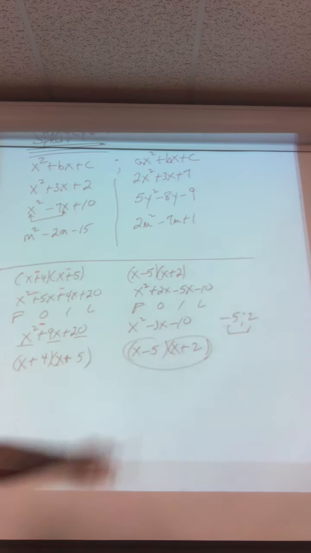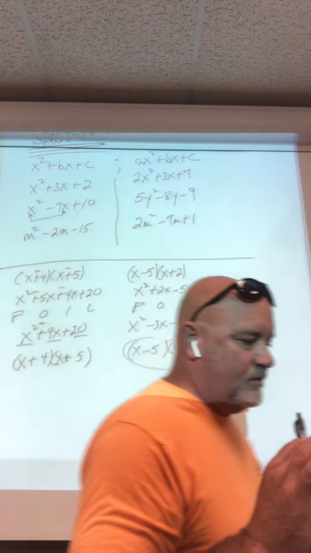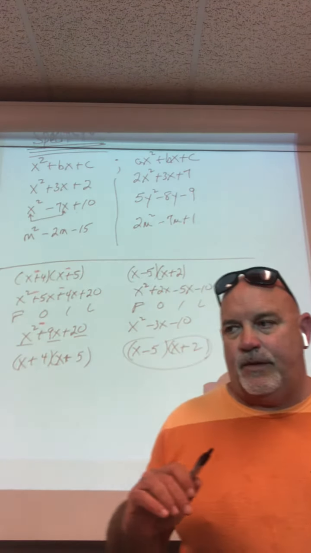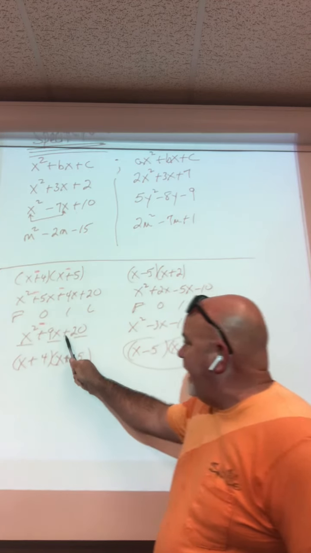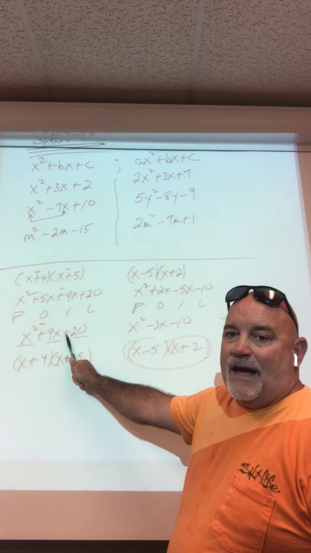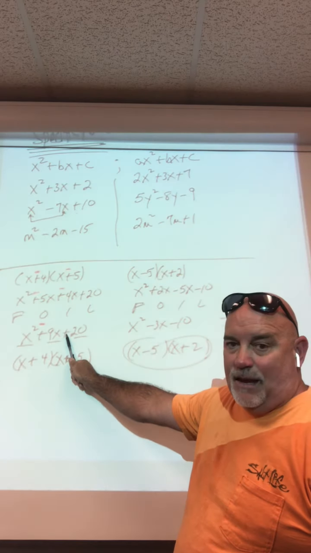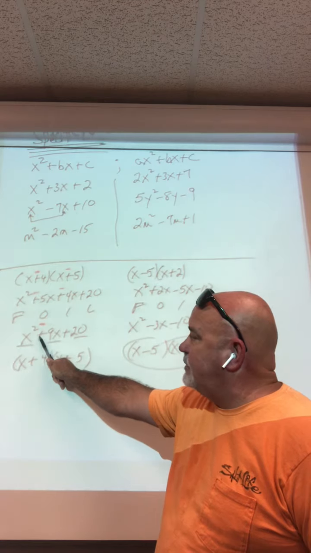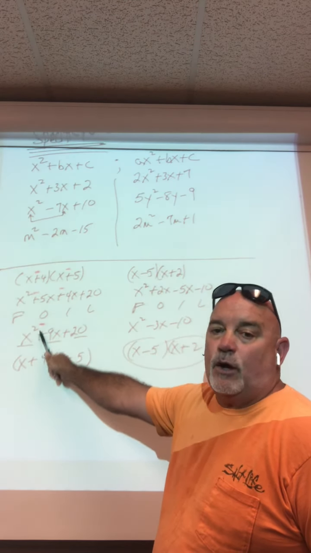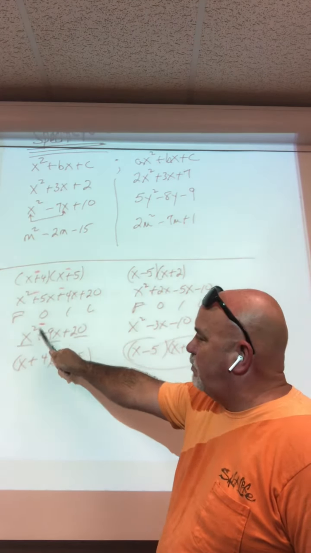Whenever we break up the x squared, that's always going to be x and x. Always. That will never change. How do we determine what the signs are going to be? If this last sign in your trinomial is a plus, that means the signs are the same. If the signs are the same, you look at the first sign to see what they're going to be. Signs are the same both plus, signs are the same both negative in your final answer.